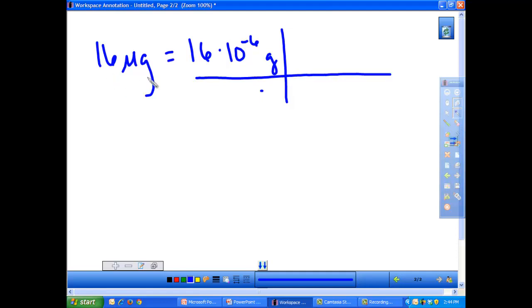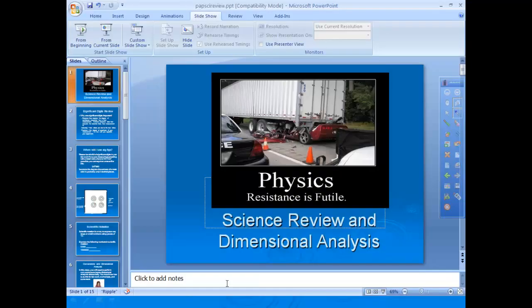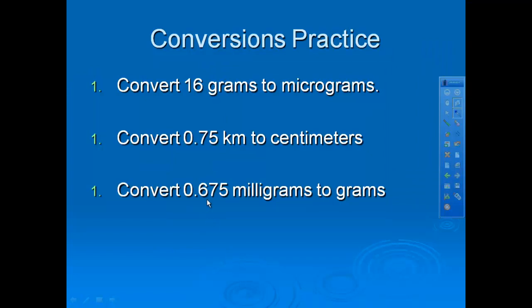So luckily for us, we're just going from micrograms to grams, and we know that micro means 10 to the negative 6th. So it's 16 times 10 to the negative 6th grams. Now if I wanted to put this in proper scientific notation and make it look a little prettier, I could do 1.6, and then I would have to change my exponent to be 10 to the negative 5th grams. So this is our answer for that one.